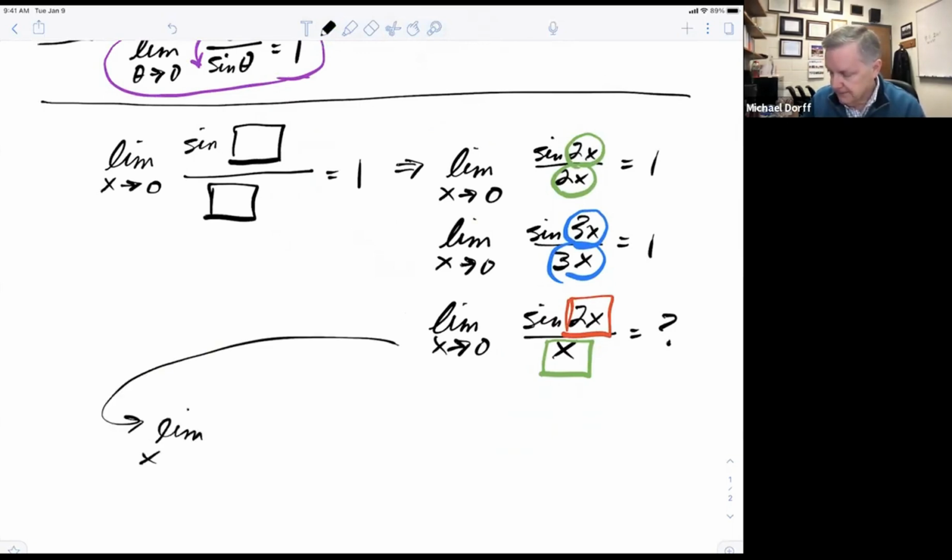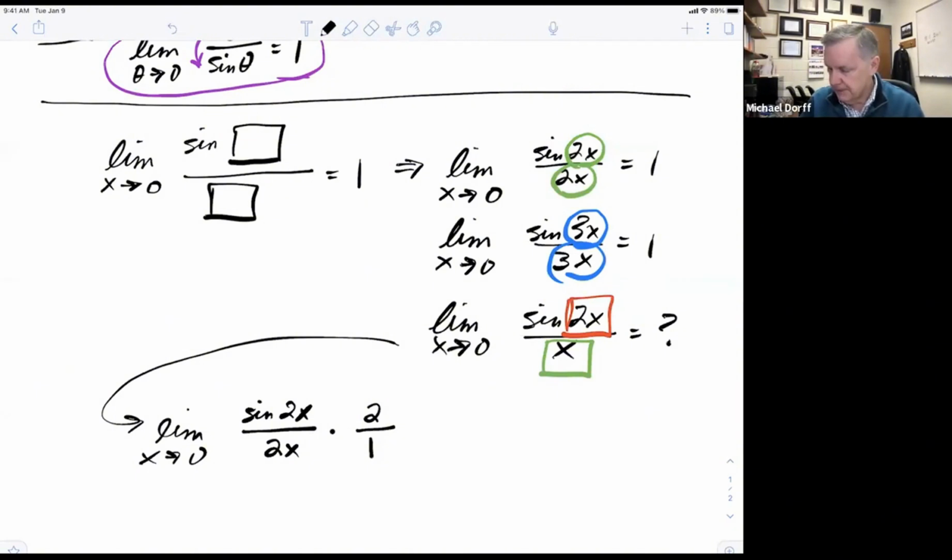The limit as x goes to 0 of the sine of 2x. Now I can't really take out that 2x after the sine, but I could put a 2x in the bottom. Now you may say, well, you can't just put a 2x there. And you're right, I can't just put a 2x there. So how do I get a 2x there? Well, I do that by multiplying the top by 2 and the bottom by 1.